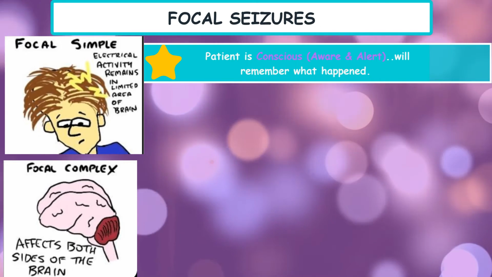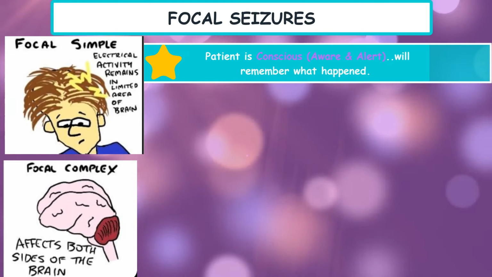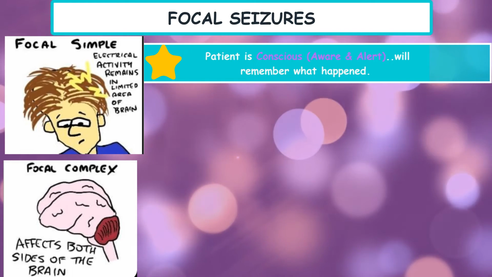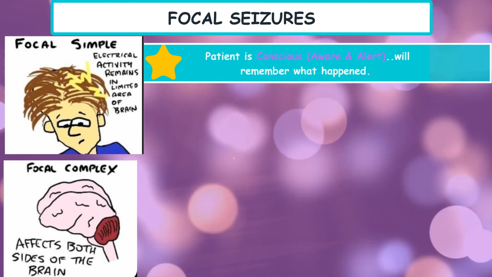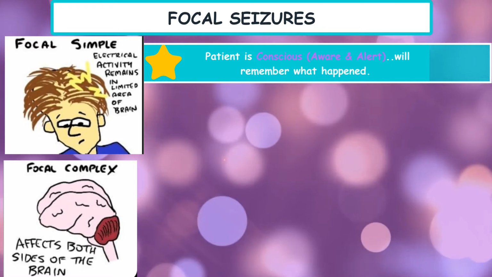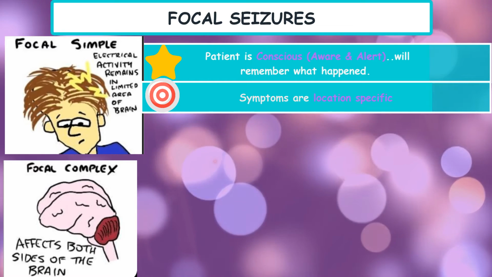In focal aware seizures, or your simple type, the person is conscious, aware and alert, will usually know that something is happening, and will remember the seizure afterwards. The symptoms, though, vary depending on the location that is affected in the brain. So this seizure is location dependent.